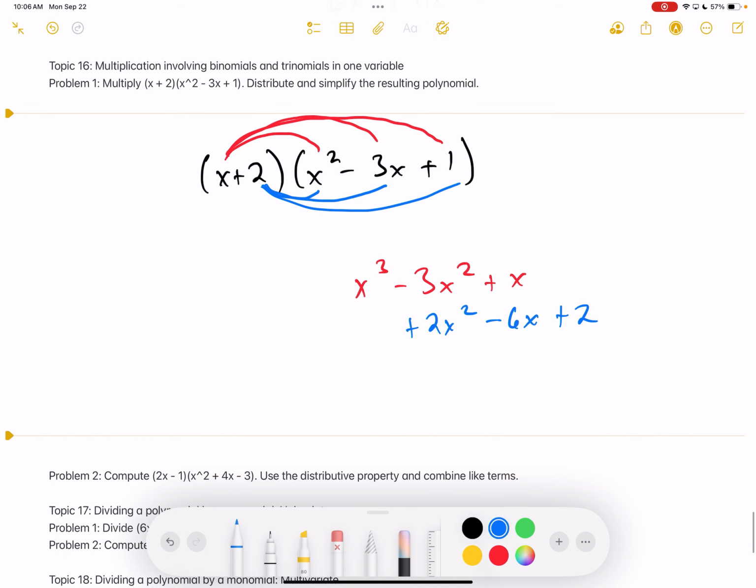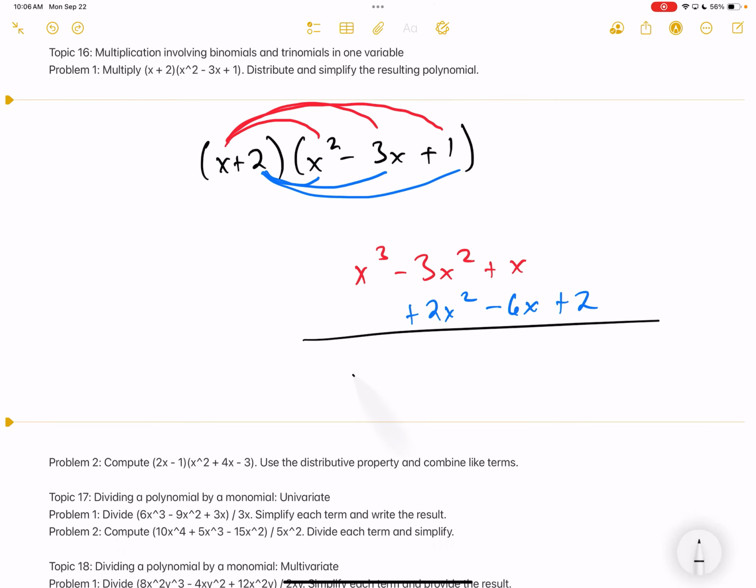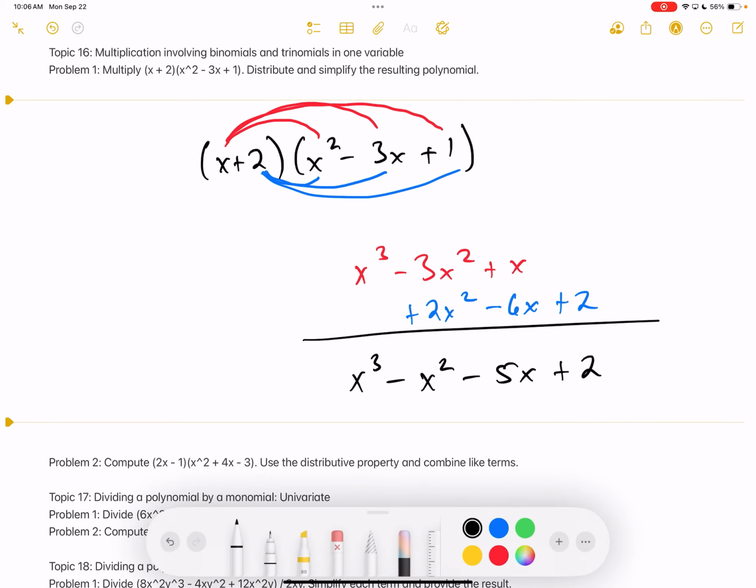And again, you can see that as I was doing it, I wrote what matches up. Like the x squared column is here, the x column is here. And that does help you when you go to combine like terms. So I have x cubed minus x squared minus 5x plus 2. So just like foiling, just a little bit longer, you do everything in the left times everything on the right.